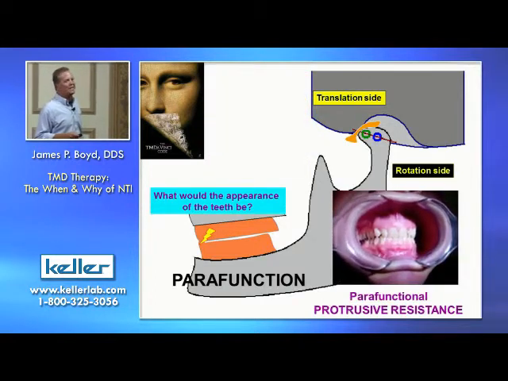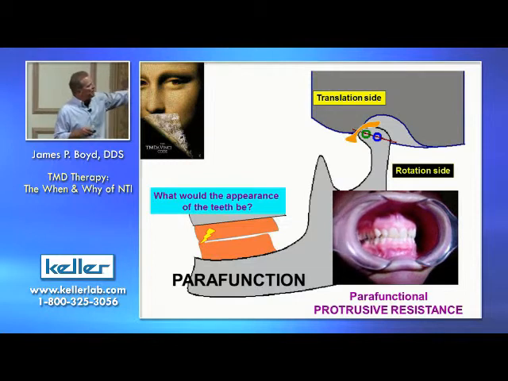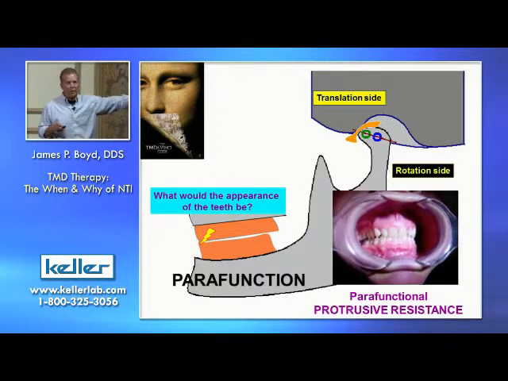Parafunctional protrusive resistance is what's happening. It gets that look of the teeth that this chews like a rabbit gives. But unless you think of this, you really won't be on top of how to treat the patient. Otherwise, you're trying to treat how they chew food as opposed to how they're parafunctioning.